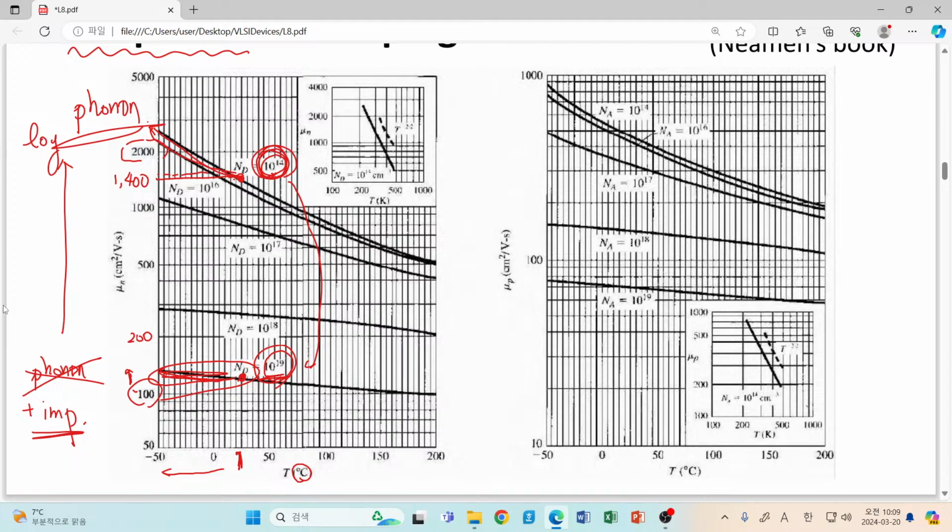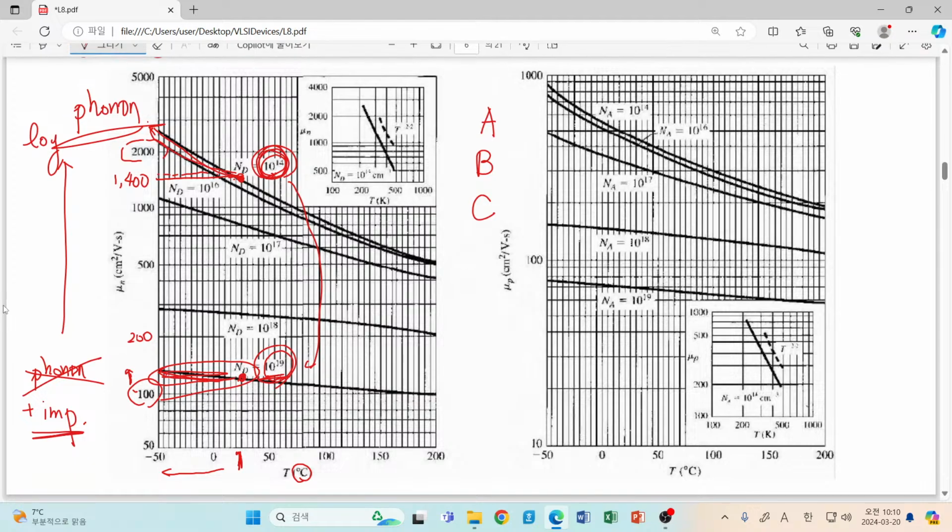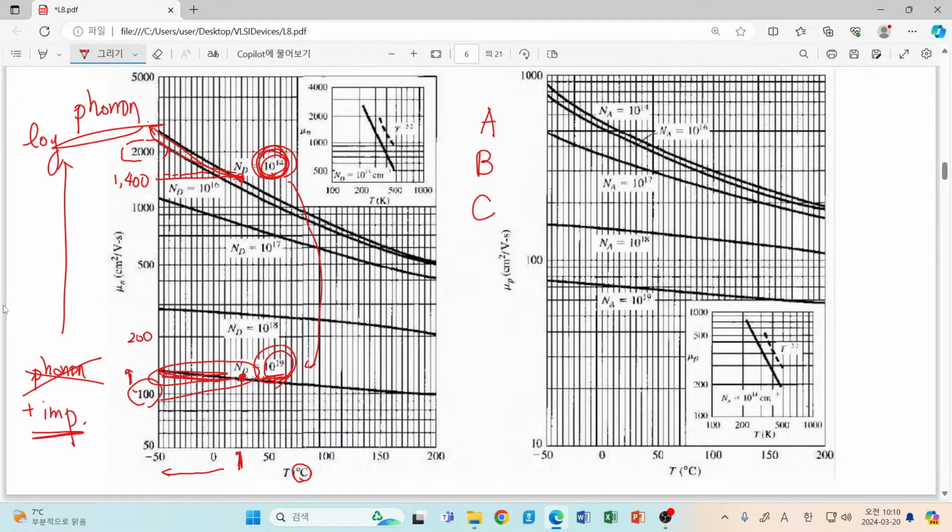For example, mechanism A, mechanism B, mechanism C. They are contributing different scattering mechanisms.